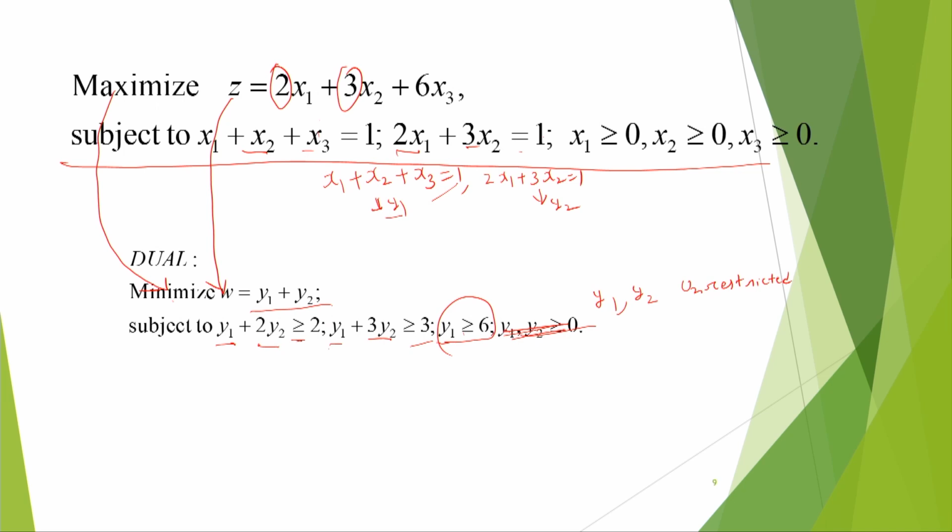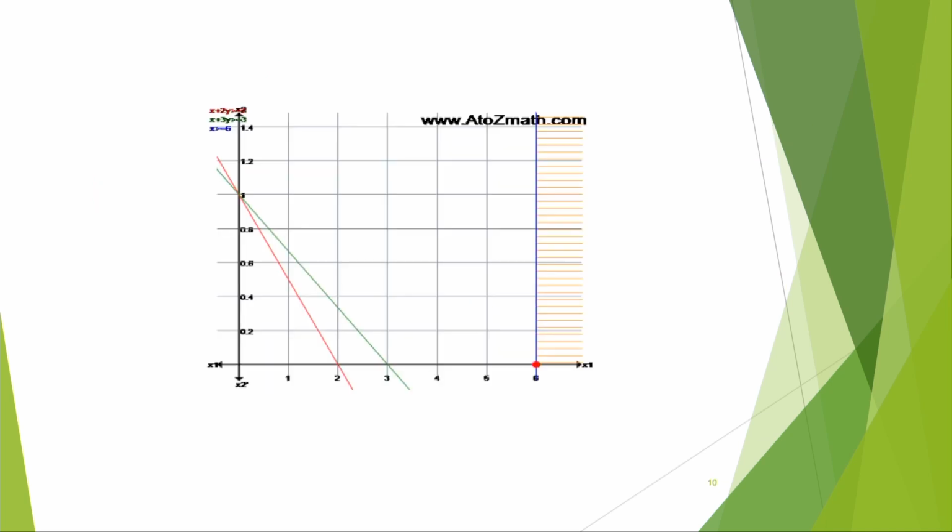Actually minimize y1 plus 2 y2, with y1 greater than 6. So if you want to solve it graphically, then I have taken the help of a2zmath.com for drawing the graph. I am doing this graphically, so it just gives x1, but this is basically y1 and this is basically y2.